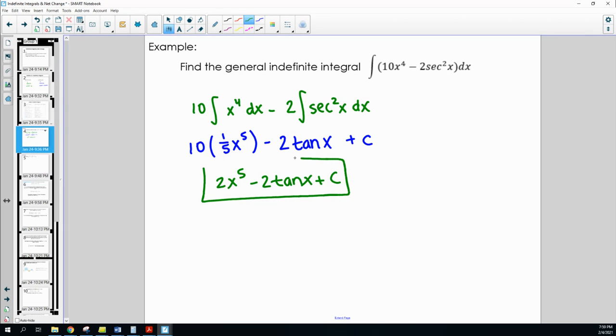If you did not want to use the properties and separate everything like I did here, you could just apply the reverse power rule to the 10x to the fourth. For instance, I'm just going to draw a little arrow here. If I have the integral of 10x to the fourth, I can increase the 4 by 1 to get 5 and then divide by the 5 and multiply the 10. So I get 2x to the fifth. You don't need to break it into this step if you don't want to. You could just work from it this way as well.